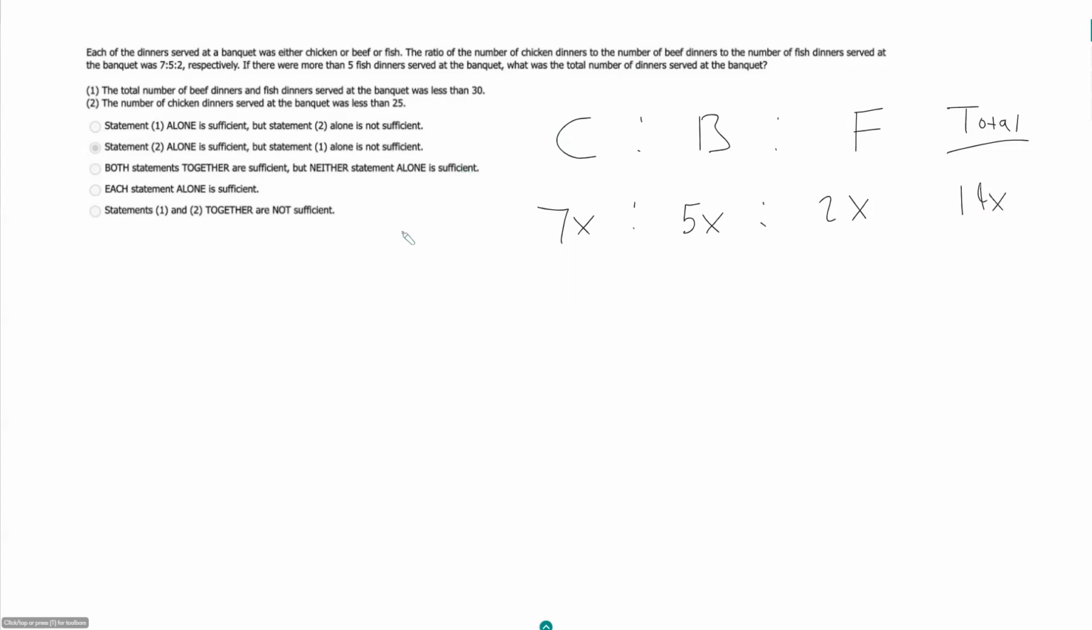This really just means we can rephrase this as: what is x, right? Because if we want to find 14x, we really just need to find x. Now let's not forget about that. If there are more than 5 fish dinners served at the banquet, what does that mean? Our fish dinners are here, right? So x has to be greater than... I should say, sorry, greater than or equal to 3.